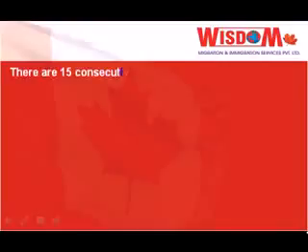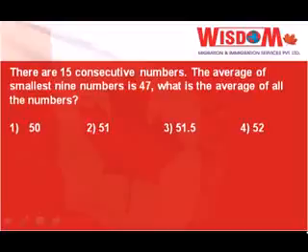Our next problem says that there are 15 consecutive numbers. Now let me tell you what consecutive numbers are. Consecutive numbers are the numbers which come together in the natural number system. Let's say 4, 5, 6, 7, 8. These all are consecutive numbers. So there are 15 consecutive numbers, and the average of the smallest 9 is 47. What is the average of all the numbers?